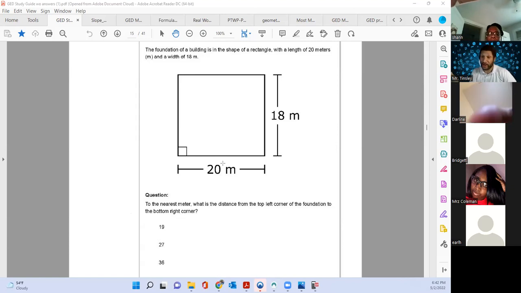Do we have a triangle here? But you can draw a line and create one, right? Exactly. That's the point. Look what it says. What is the distance from the top left corner to the bottom right corner? Once you draw that diagonal from the top left corner to the bottom right corner, you now have a what? Triangle. A right triangle. So this is 20.